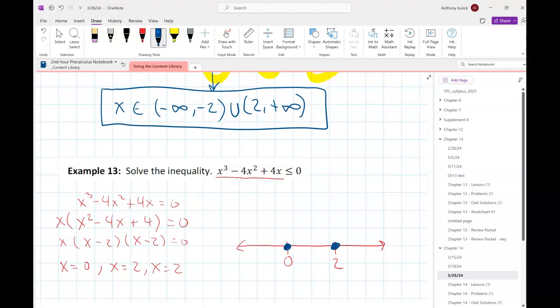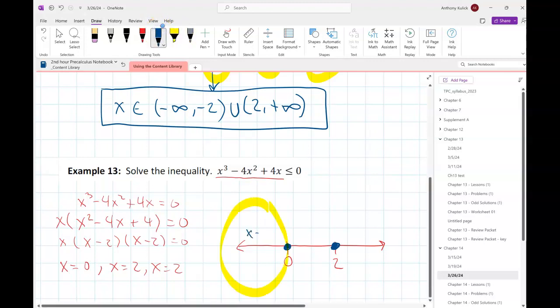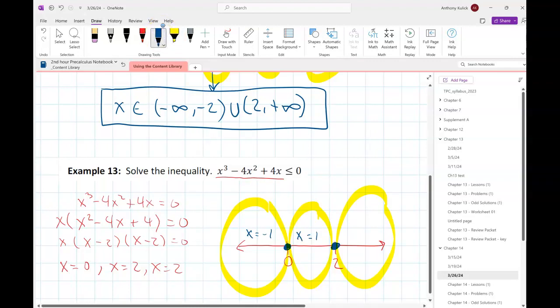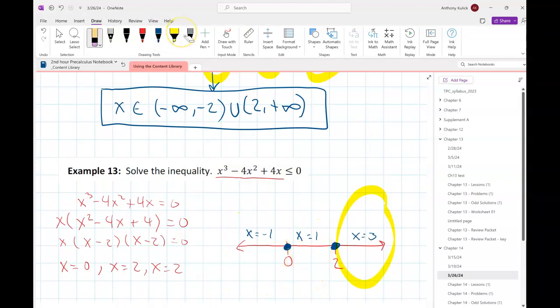Now I'm going to pick a test value for this first section. So maybe -1. And then we'll pick a test value for this section. Say 1. And then pick a test value for the third section, say 3. Feels okay? When I plug -1 in, I'm going to get -1 times -3 times -3. So that's going to be -9.